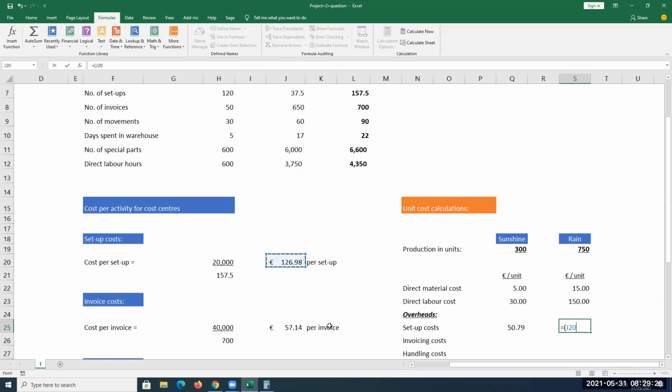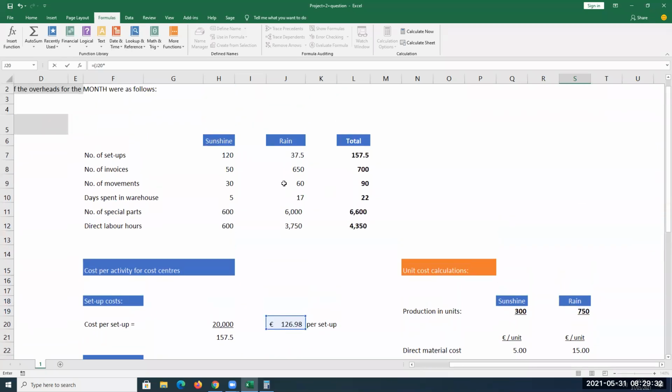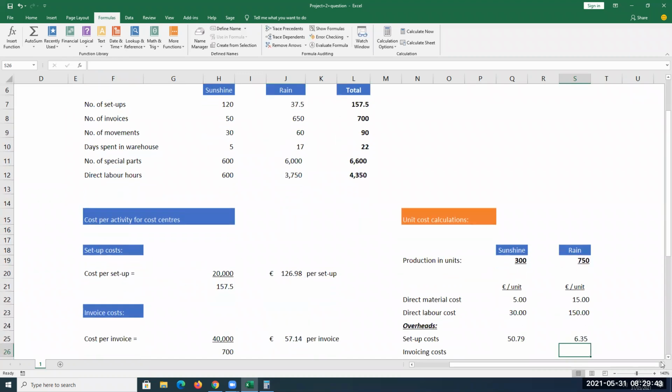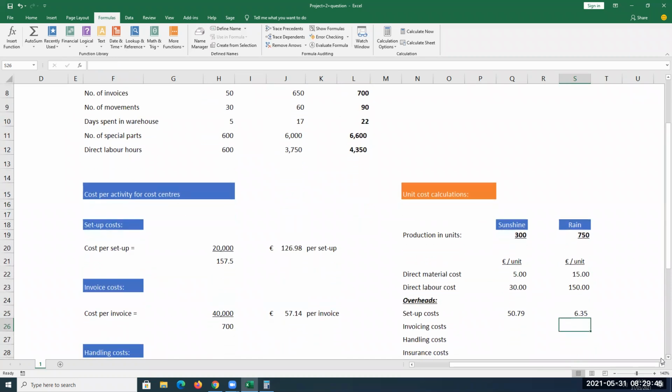126.98 is the setup cost for one setup multiplied by how many setups we need to run, 37.5, divided by number of units, 750. So I got 6.35. 6.35 is the setup cost for 1 unit of rain. Same with the sunshine.